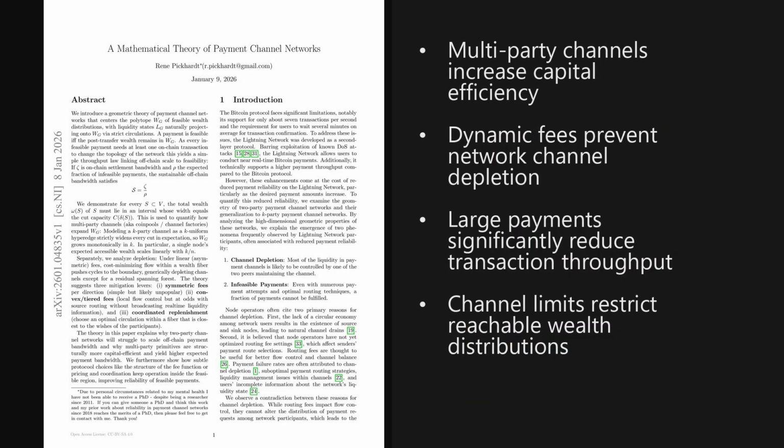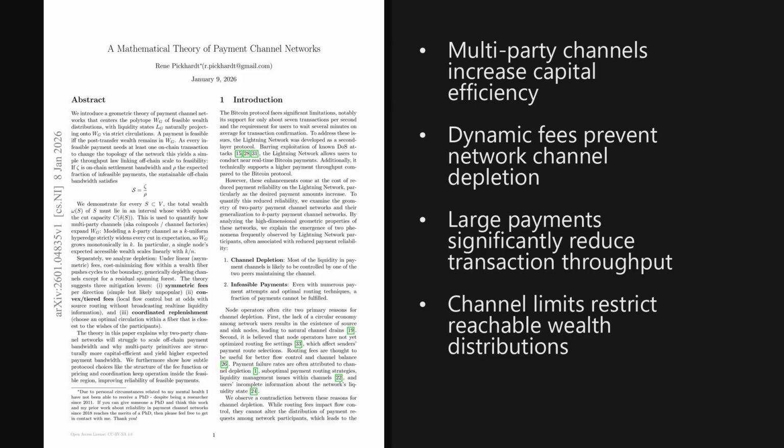I'm Alex. Today we're looking at a paper trending on X, published on January 8, 2026, just yesterday. It introduces a geometric framework for off-chain payment systems like the Lightning Network, proving that multi-party channels are significantly more capital efficient than standard two-party connections. The paper is titled, A Mathematical Theory of Payment Channel Networks.